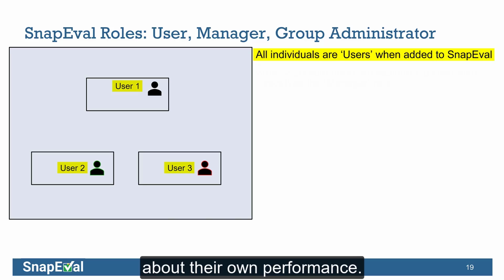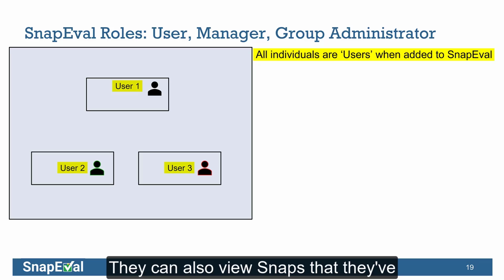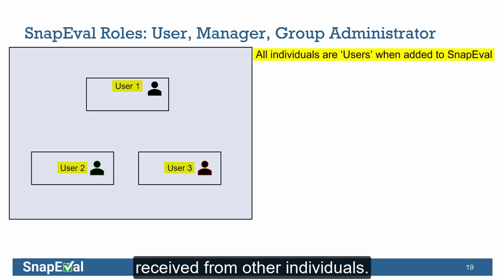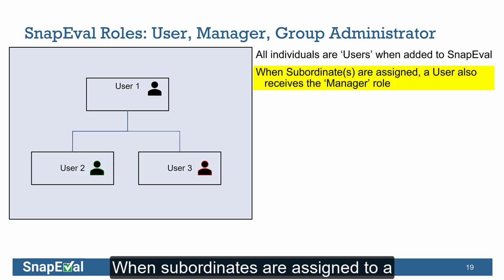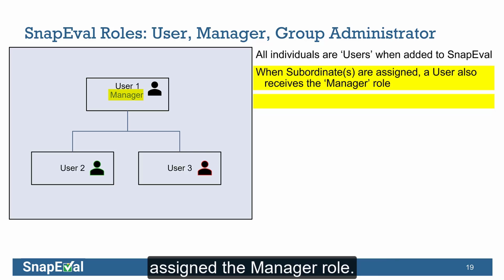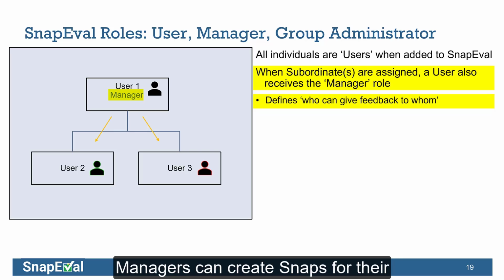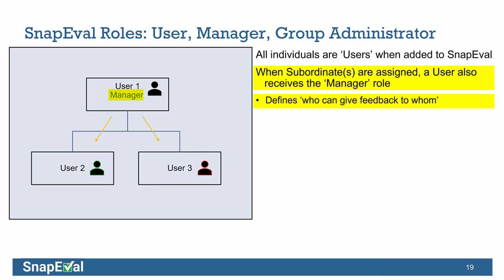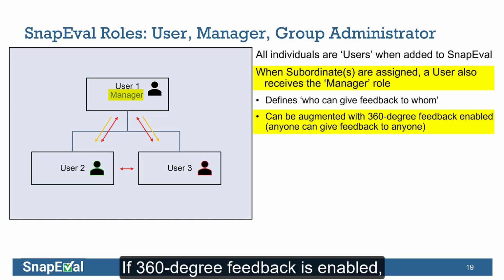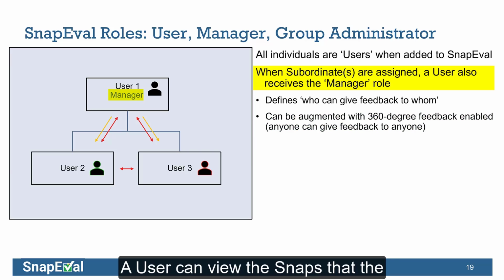Users can capture feedback about their own performance. This is known as a self-snap. They can also view snaps that they've received from other individuals. When subordinates are assigned to a user, the user is also automatically assigned the Manager role. Managers can create snaps for their assigned subordinates, so this defines who can give feedback to whom. If 360-degree feedback is enabled, all users can give feedback to anyone else in the organization. A user can view the snaps that the user has created for other individuals.